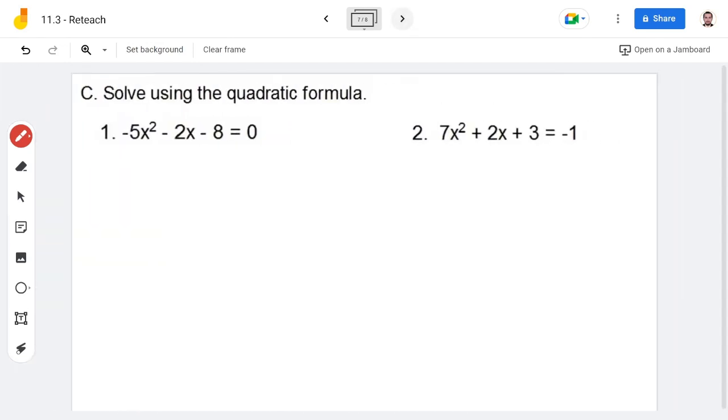Now let's solve this using the quadratic formula. So what's the quadratic formula? Let's identify A, B, and C. A is equal to negative 5. B is equal to negative 2. C is equal to negative 8.